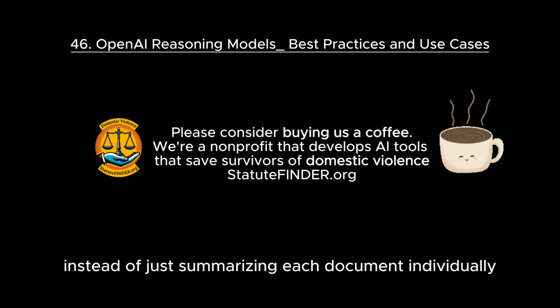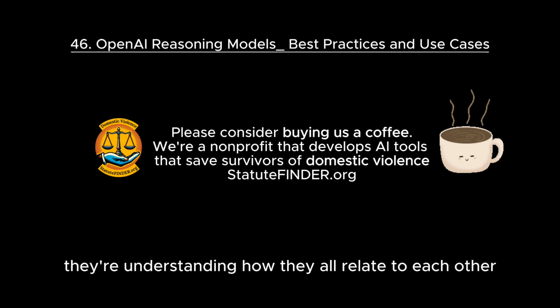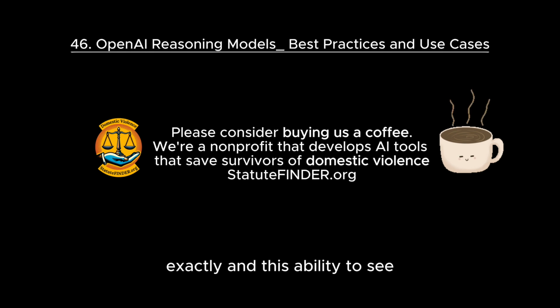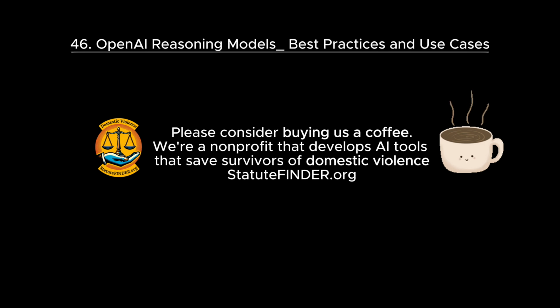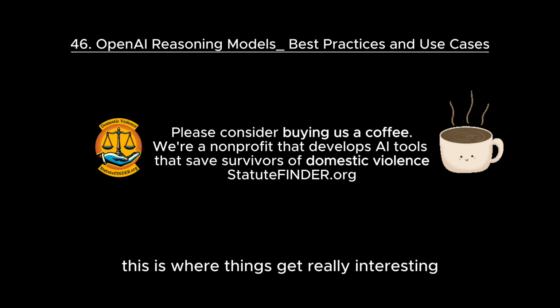So instead of just summarizing each document individually, they're understanding how they all relate to each other. Exactly. And this ability to see the bigger picture is incredibly valuable in many fields, especially those that involve complex decision-making and analysis. Okay, I'm hooked. What's the next superpower on our list? Next up is multi-step agentic planning. This is where things get really interesting.